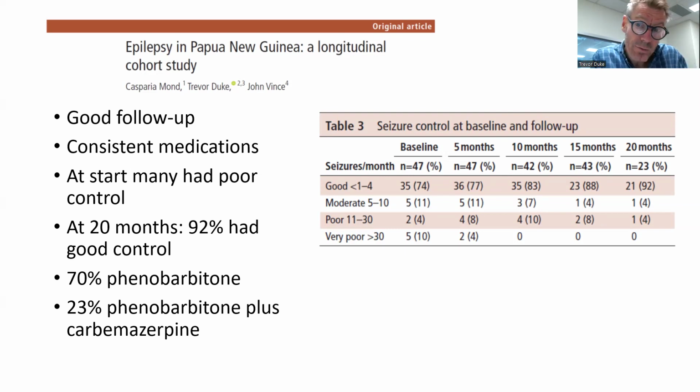And that was mostly based, because of availability of medications, on the use of phenobarbital and having a consistent supply of that medication. For some children, 23%, they needed phenobarbital plus carbamazepine. So with the available medications, as long as you have a consistent supply and you follow these children up, they can achieve much better control of their epilepsy.